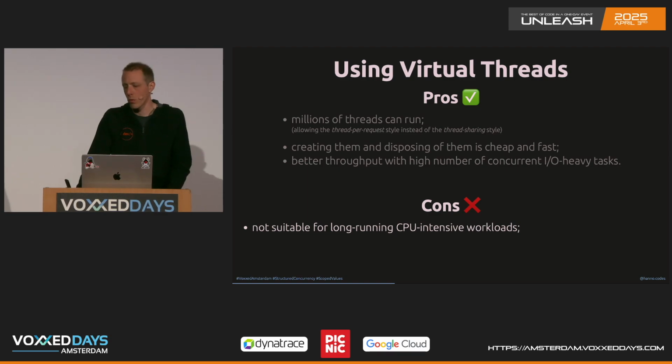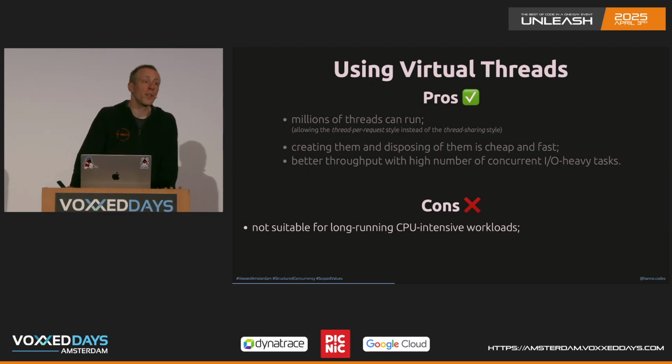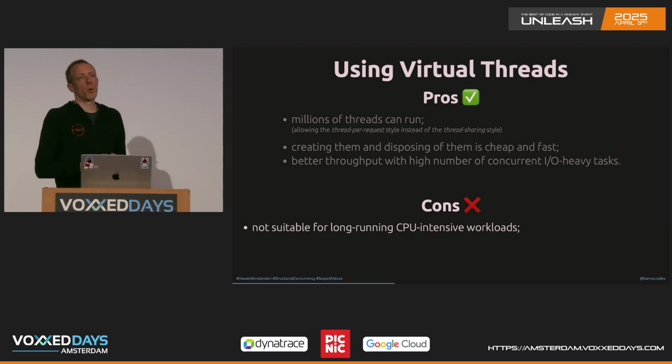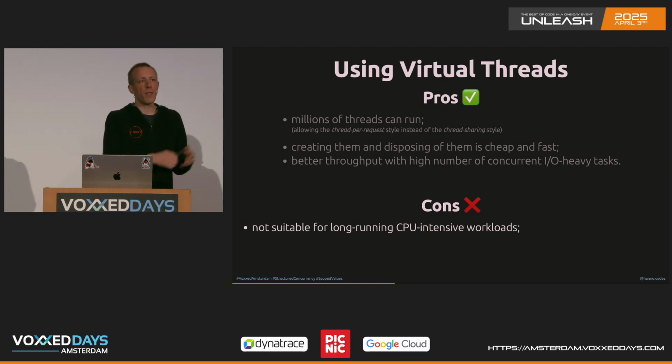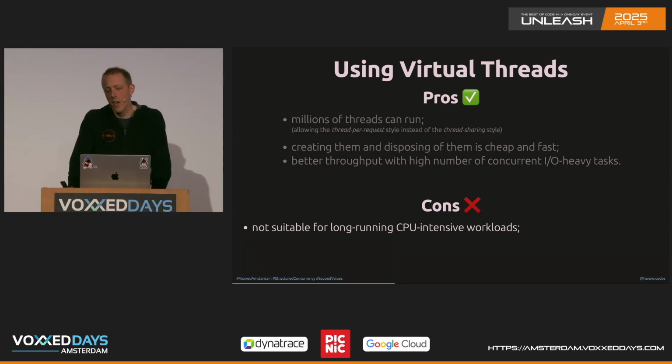I do have to give a little bit of a warning here, because virtual threads are not that suitable for long-running CPU-intensive workloads. It's not that they are slower than platform threads, that wouldn't make sense, but virtual threads have a bit more overhead, right? They have to be mounted onto a platform thread. They have to be unmounted. Each virtual thread object that is created, of course, also leads to extra garbage collection.